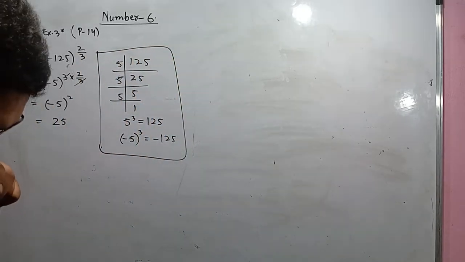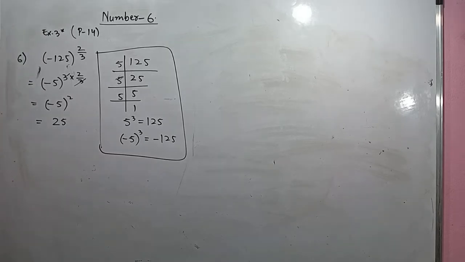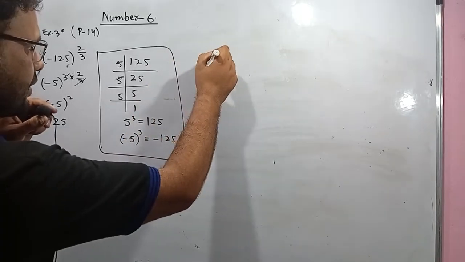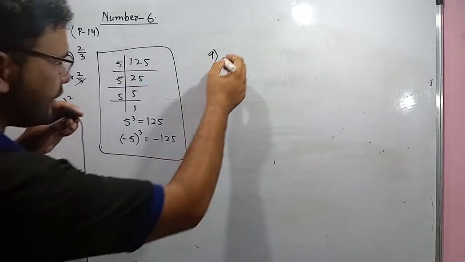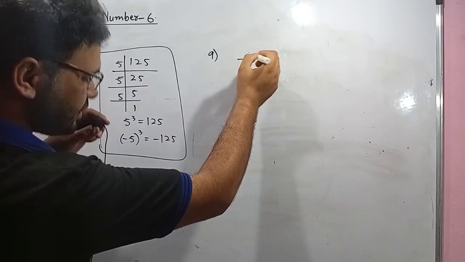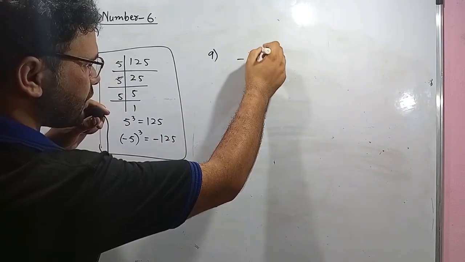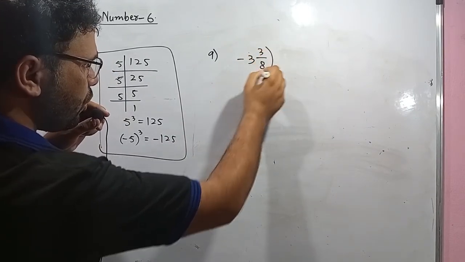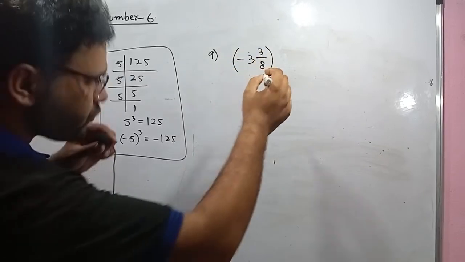Now next you can see here question number 9 is there. Ninth one, it's minus 3, it's a mixed fraction. Minus 3, 3 divided by 8, whole to the power 4 by 3.